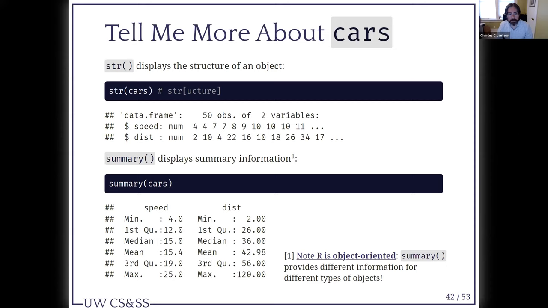Summary is another function to get an idea of what an object looks like. If I run summary on the cars data frame, like I showed before, it shows me the speed variable, distance, it shows its minimum, its maximum, and then its quartiles, including the median: the first quartile, median, third quartile, and then it shows me the mean, okay? These are generic summary statistics that are useful for numeric variables. For categorical variables, it just gives you frequencies, okay?